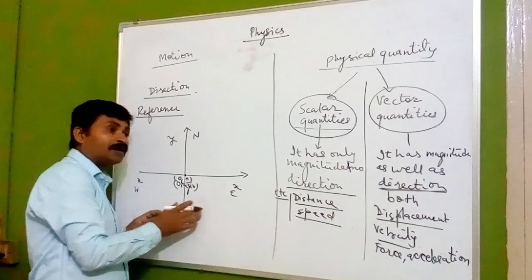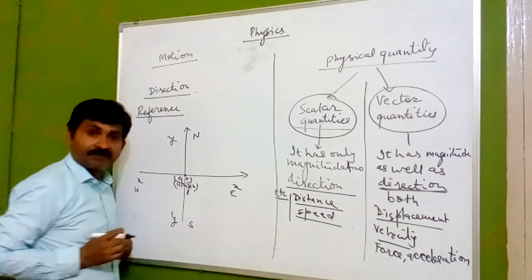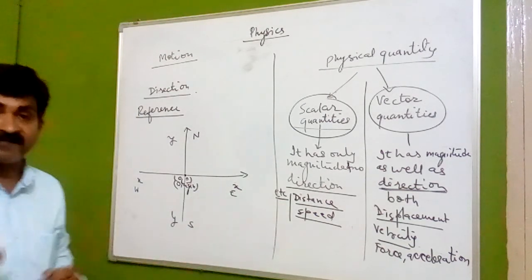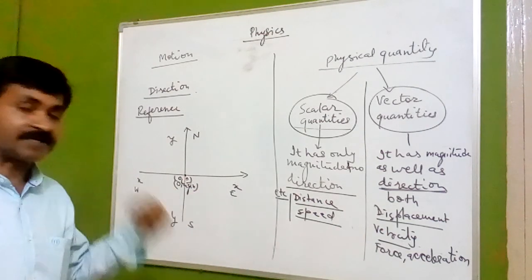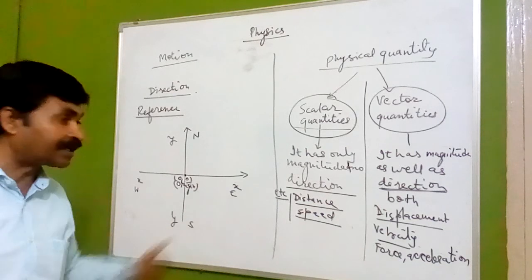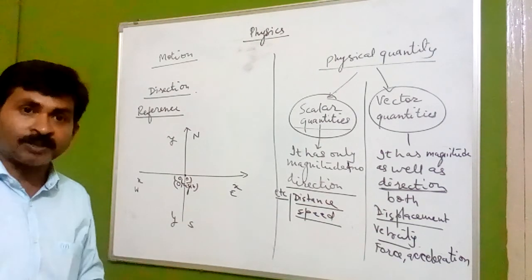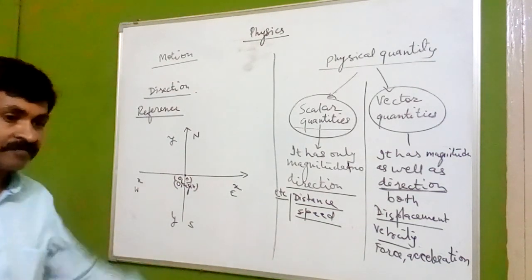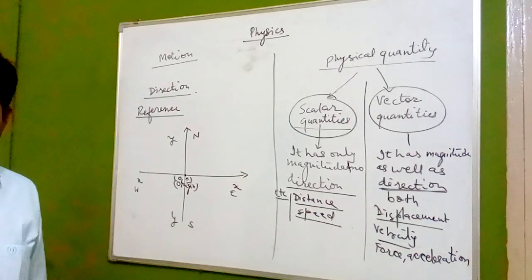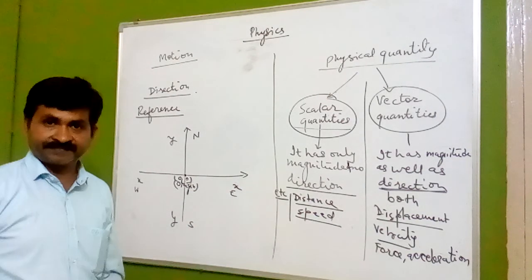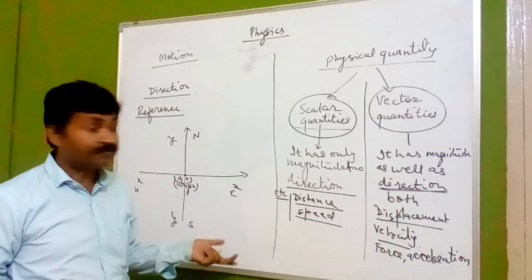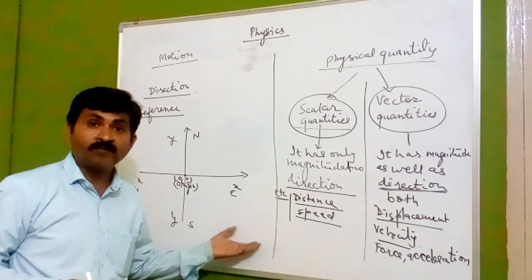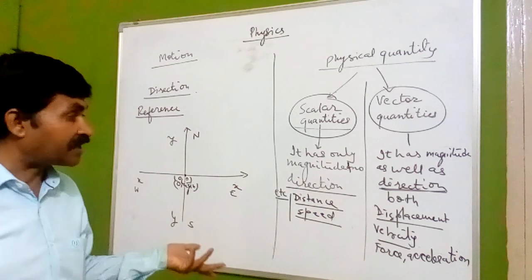Similarly, this wall is a reference for me. If I say I am 5 meters away from this board, it means there is a reference point, the board. So it is giving us the direction and magnitude as well. So this will be the displacement for me. And if I say only 5 meters, there is no direction. From where, where I am standing, with reference to what.